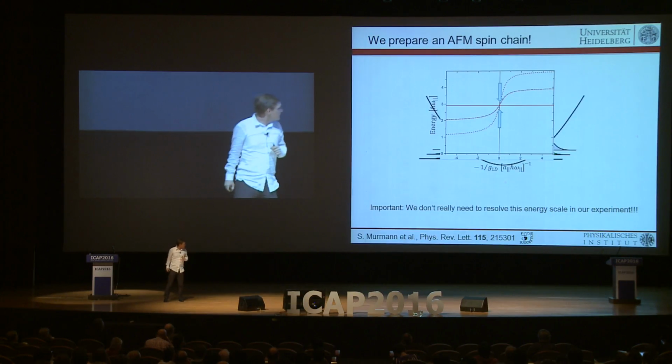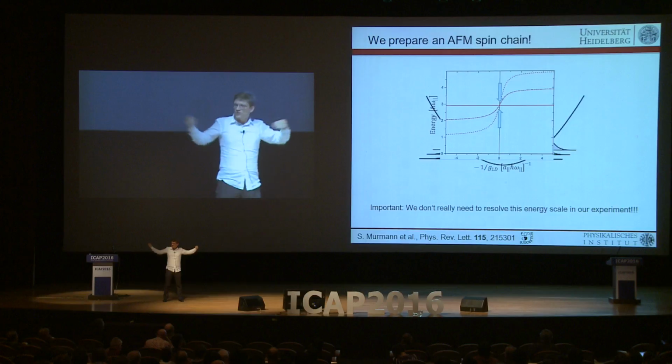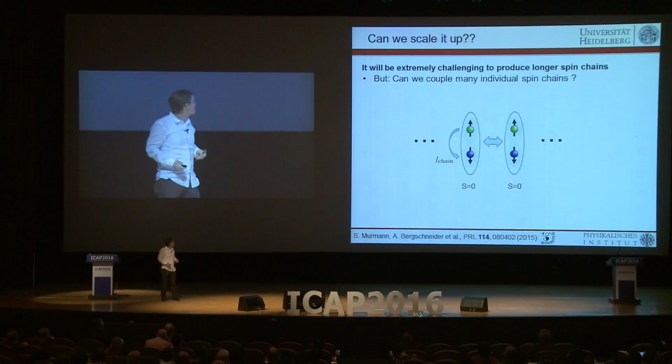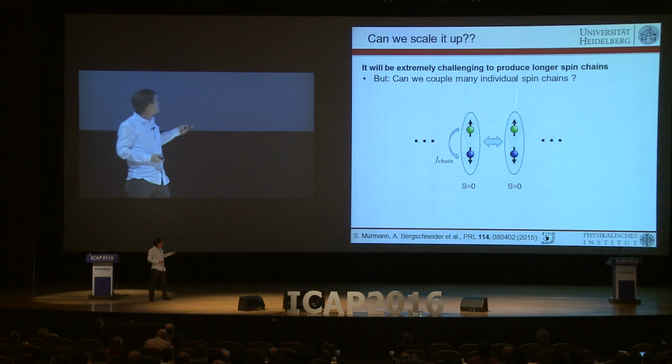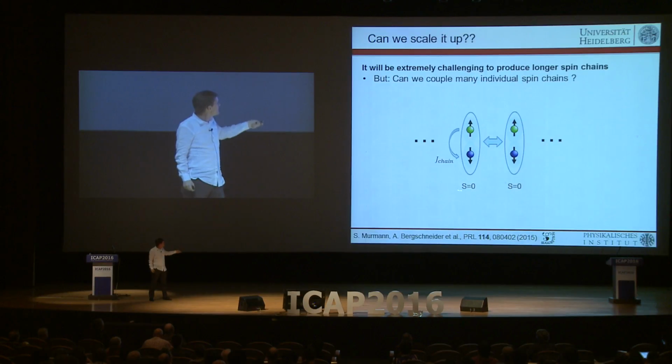Okay, so now the question again comes up, can we scale this up to a large system? And that's very hard to actually really make a large spin chain in this way. So this doesn't work very well, but our major idea currently here is that we might actually couple individual such spin chains that I've just shown you. And the smallest spin chain we can make is just two particles that form a spin singlet in one chain.